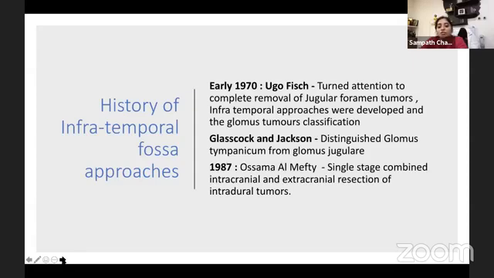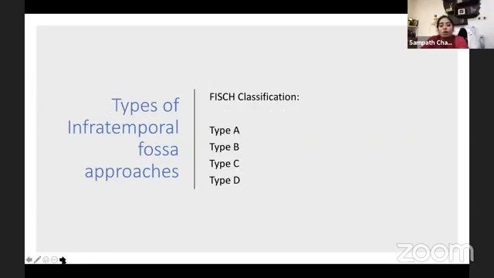Glasscock and Jackson distinguished the tympanicum from the jugular. In 1987, Osama Al-Mefti proposed the single stage combined intracranial and extracranial resection of the intradural tumors. According to the Fisch classification, the infratemporal fossa has been divided into A, B, C, and D.